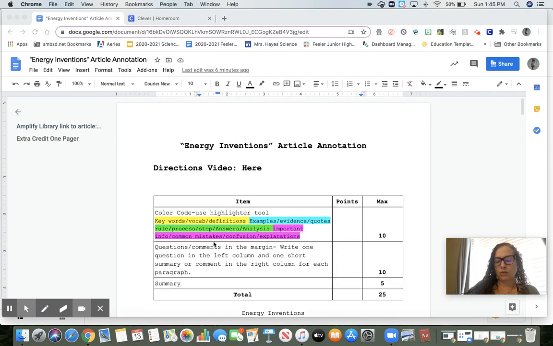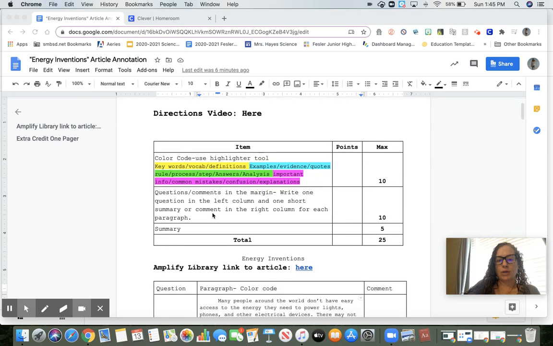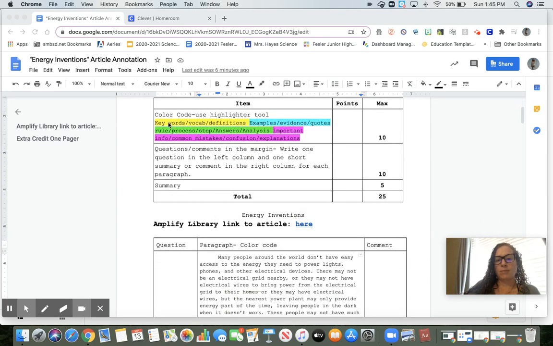And let's go over color coding. So color coding, you should have done this in 7th grade. I don't know if you did it in science or not, but we're going to go over how to do it, and I'll do the first paragraph with you guys. So any keywords, vocab, definitions, we're going to do in yellow. Examples, evidence, quotes, we'll do in blue. Green is like rules, processes, steps, answers, analysis, and then like key concepts, important information, common mistakes are going to be in pink. All right.